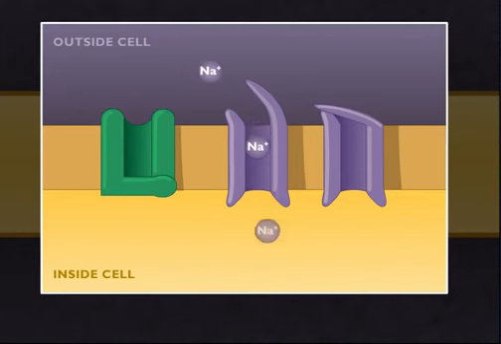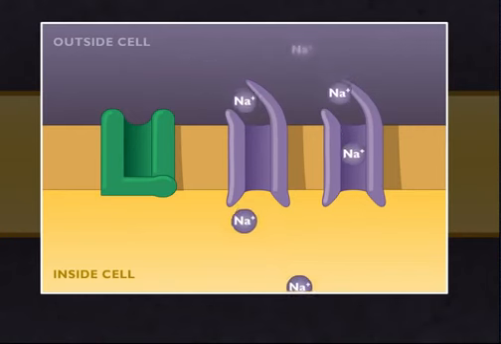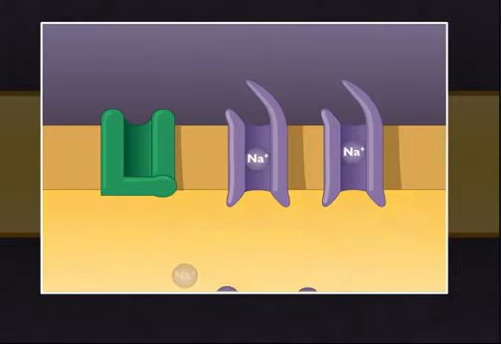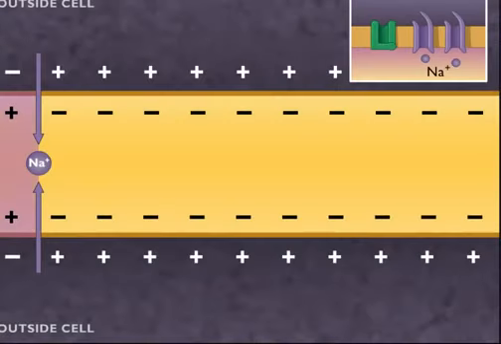This allows so many sodium ions to flood into the cell at that location that the membrane there is depolarized, with the local region inside the cell having a net positive charge and the outside of the cell having a net negative charge. This affects neighboring voltage-gated sodium channels, which then open, moving the depolarization along the membrane. This moving depolarization is called an action potential.